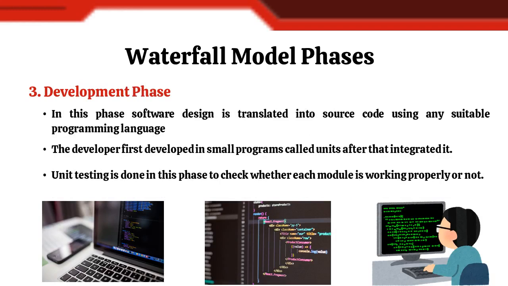The third phase of the waterfall model is the development phase, also called the coding phase. In this phase, the software design is translated into actual source code using a suitable programming language. Developers usually start by creating small programs called units. Once these units are complete, they are integrated to form the full system. During this phase, unit testing is also performed to ensure that each module works correctly before moving on to the next phase.